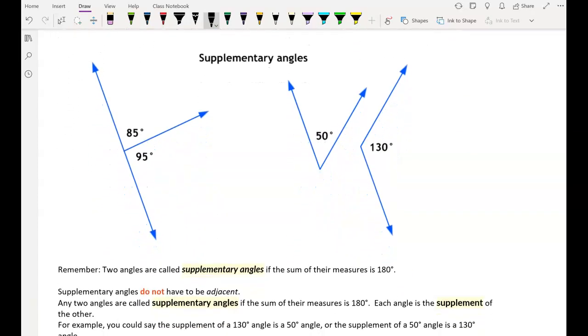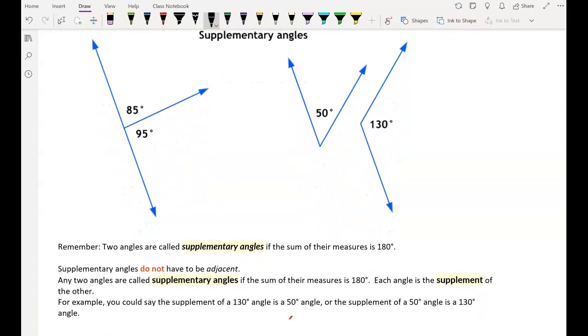Now let's talk a little bit more about supplementary angles. Remember, two angles are called supplementary if the sum of their measures is 180 degrees. Okay, when you add them up, they have to equal 180 degrees. Now you can see here that line, remember, that would be called a straight angle, because you could have that point, and that point on it, and that is 180 degrees. When you add 85 degrees plus 95 degrees, you get 180 degrees. Not 180%. 180 degrees.